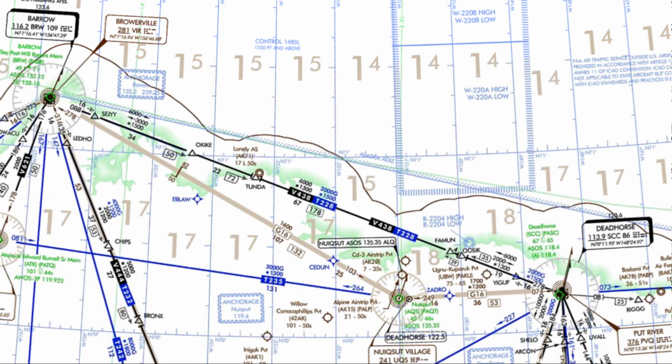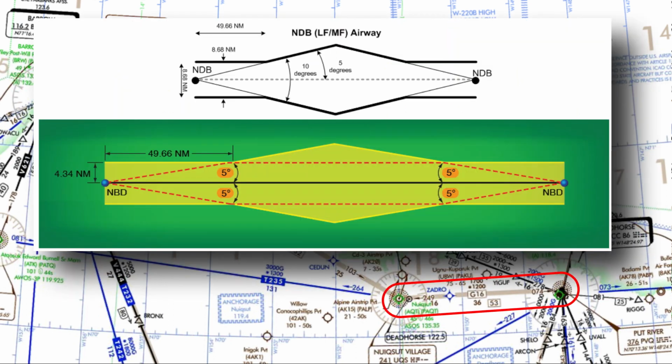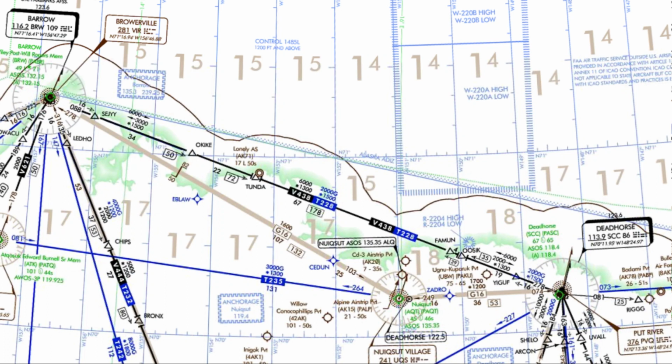GPS-based airways are blue. Below 18,000 feet, these are called T routes or Tango routes. Airways colored brown depict low and medium frequency routes and are based on NDBs. With the phasing out of NDBs, these airways are mostly found in Alaska. Here, Airway Gulf 16 connects the Browerville and Putt River NDBs.